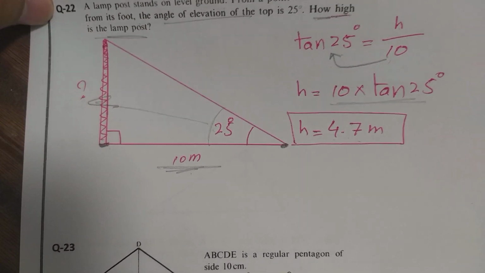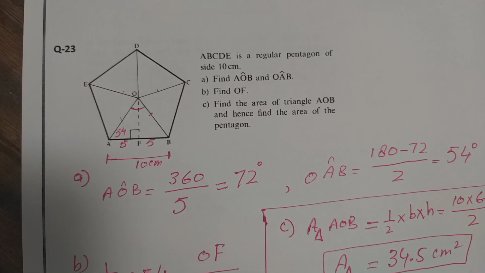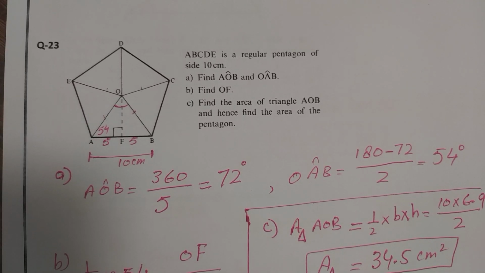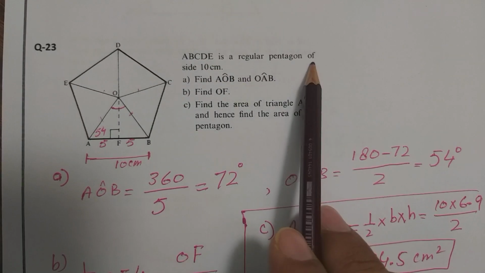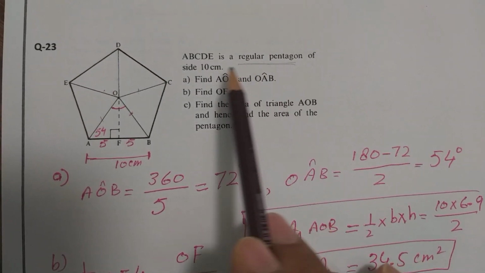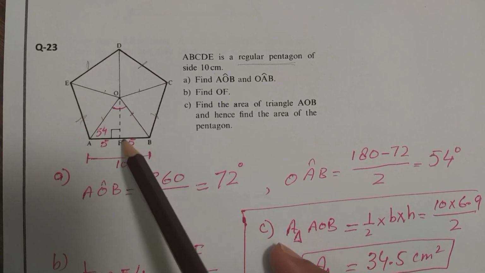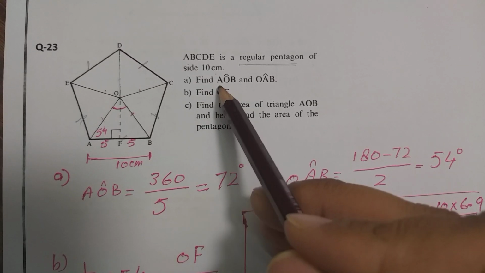Okay, the last question of this sheet, which is question number 23. It's a very interesting question. It's about the pentagon, and we are given question number 23 on page number 7. ABCDE is a regular pentagon, and this is a regular pentagon of side 10 centimeter. It means all the sides are 10 centimeter. He said find the angle AOB.